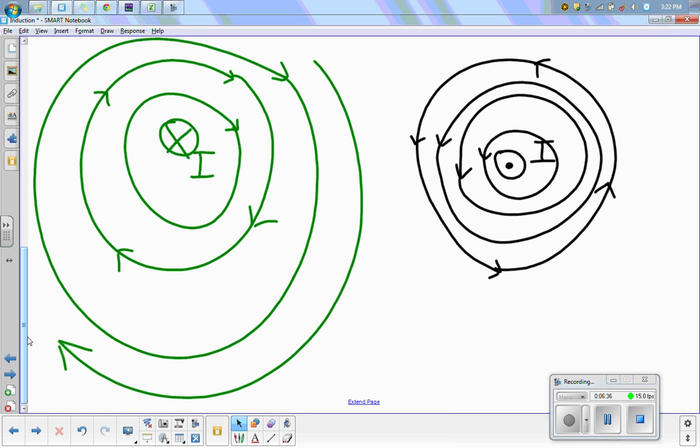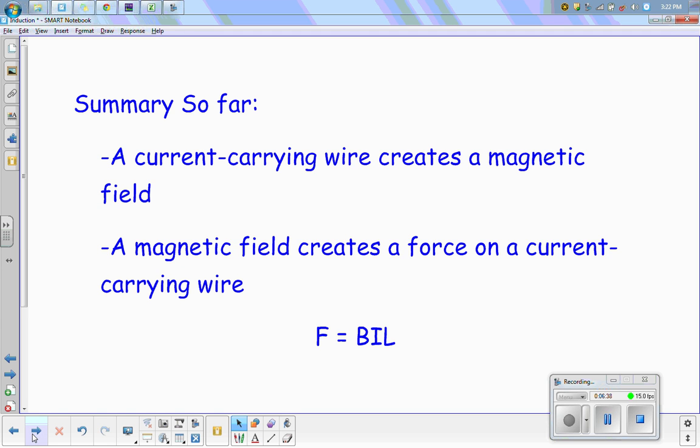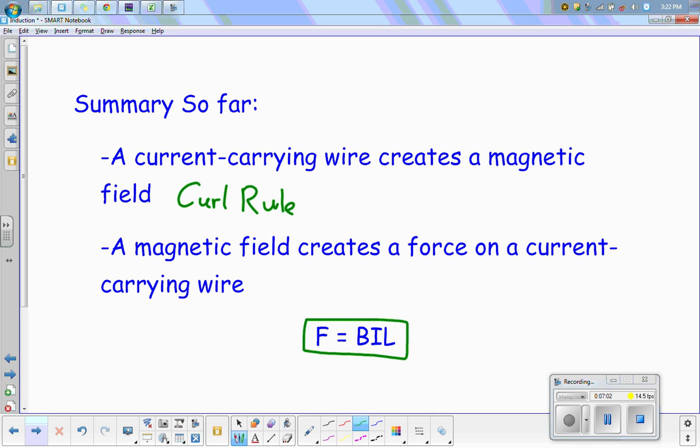Summary of the two ideas so far. A current-carrying wire creates a magnetic field. This is what we just did using the curl rule. That magnetic field curls around that wire. And then let's flip-flop the two situations. A magnetic field creates a force on a current-carrying wire, represented by this equation down here. Force is magnetic field B times current I times length of the wire L. This was our flat hand rule, or flat palm rule.